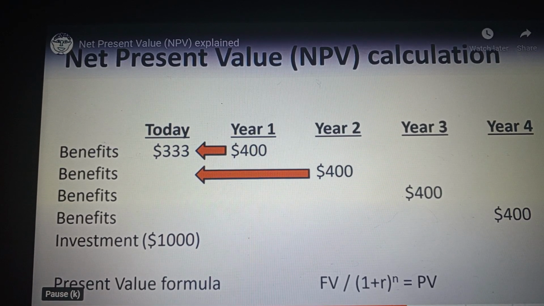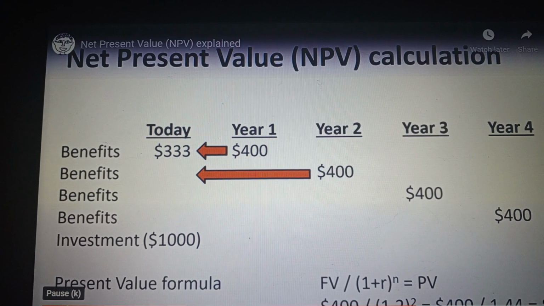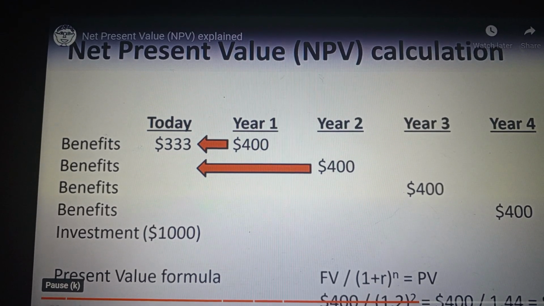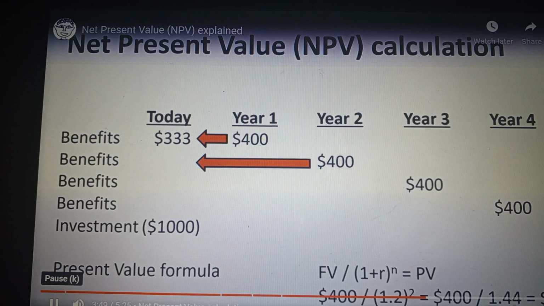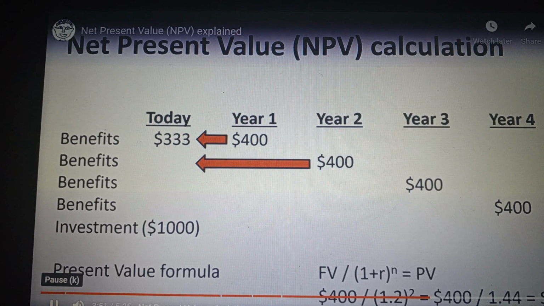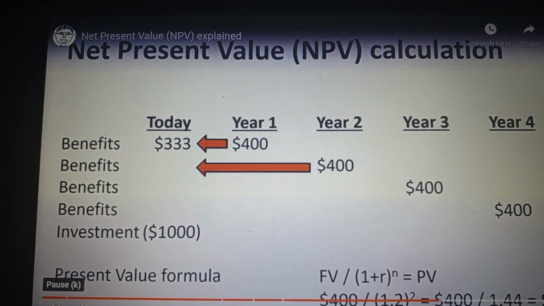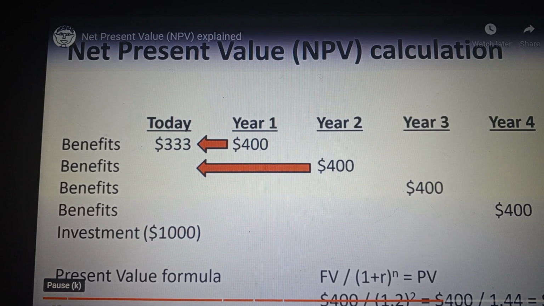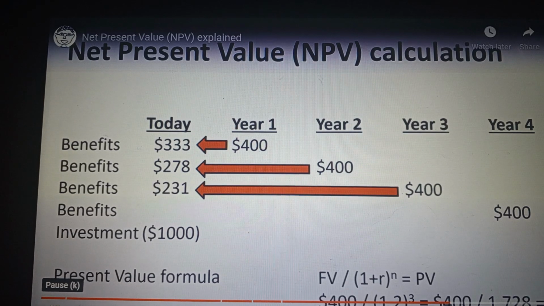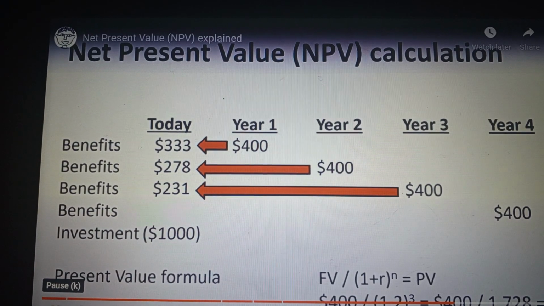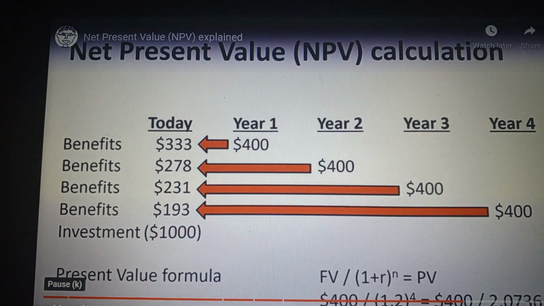To calculate that present value, we need to take the nominal amount of $400 and divide it by 1 plus 20% to power 2, as we need to take 2 steps, from year 2 to year 1, from year 1 to today. This is the same as saying $400 divided by 1.2 times 1.2, or $400 divided by 1.44, which is $278. Next, we calculate the present value of the $400 benefit that we expect 3 years from now, and the present value of the $400 benefit that we expect 4 years from now.